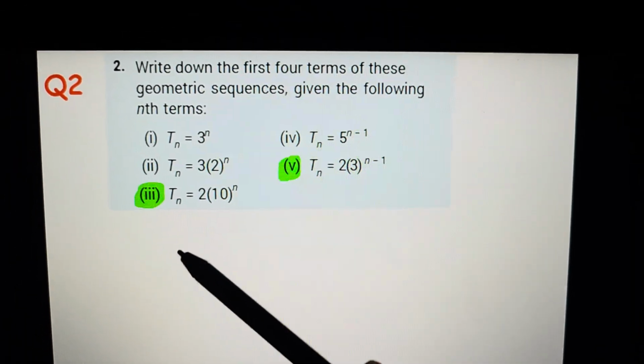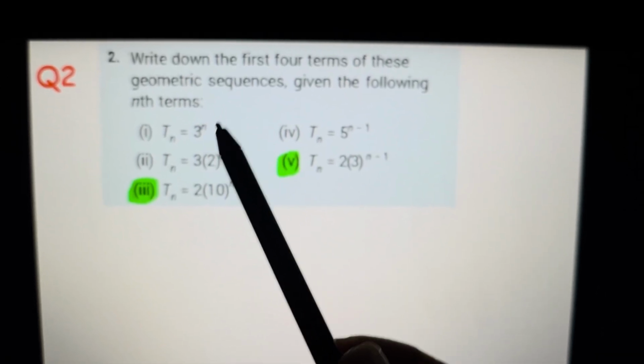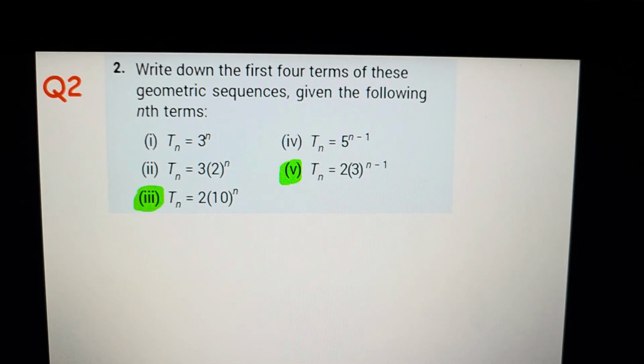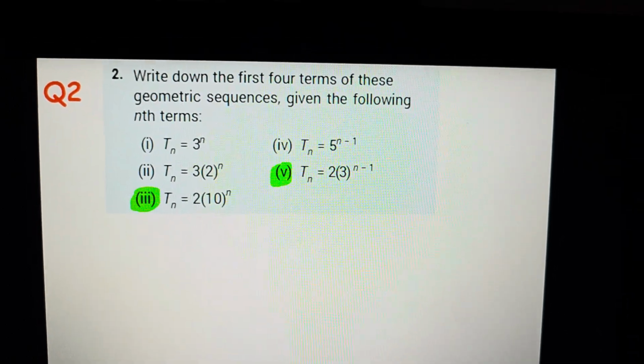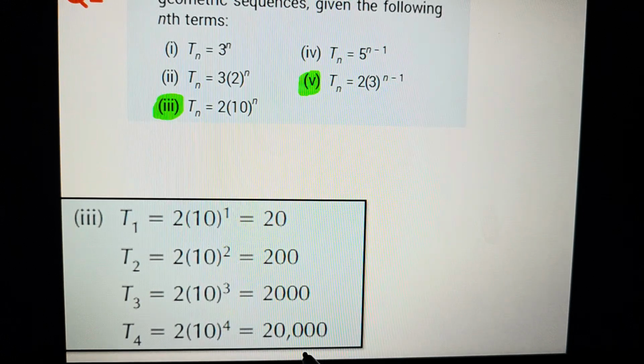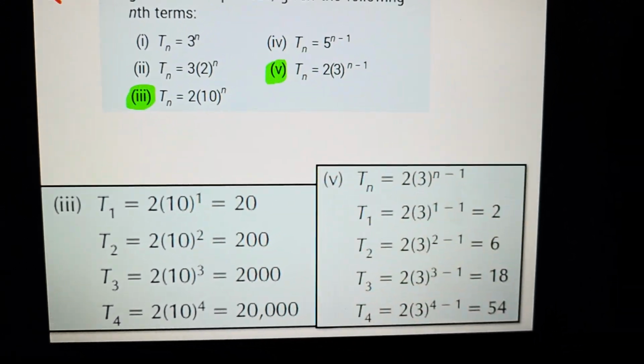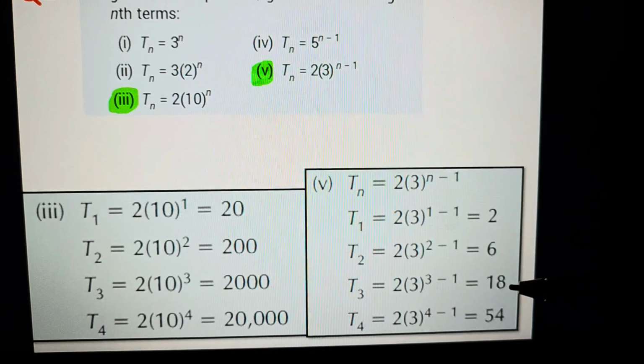Question 2, part 3. Write down the first 4 terms of each of these geometric sequences given by the following nth terms. So you're just looking for term 1, 2, 3, and 4. So sub in, you'll get 20, 200, 2000, 20,000 for this one. And for part 5, you'll get 2, 6, 18, 54.